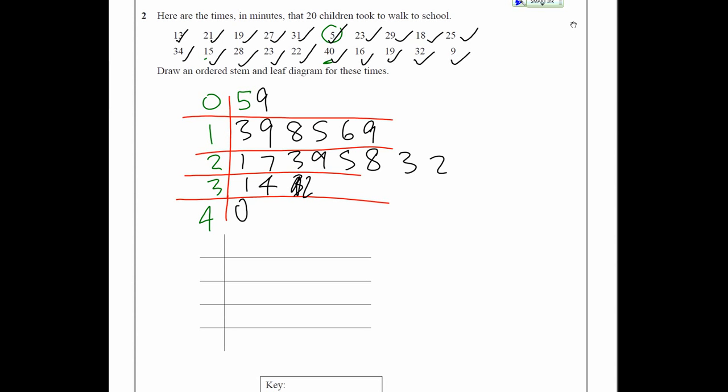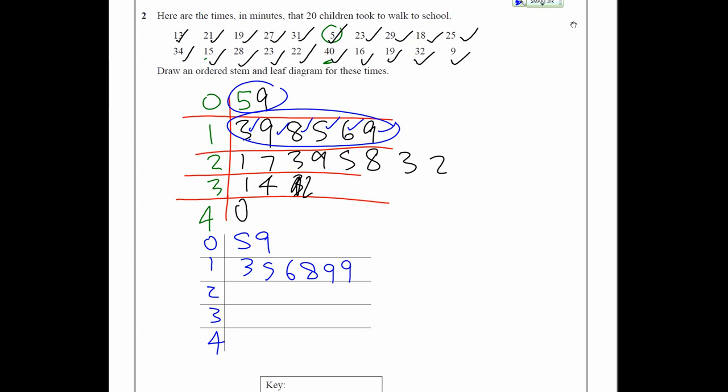Now the ordered one, you still have the same tens, but you need to put these numbers in order. 3, 5 and 9 are already in order. 3 comes first here. You can tick these ones off too. 3, 5, 6, 8, 9, 9. Next one, 21 is the smallest. 2, 3, 3, 5, 7, 8, 9, 1, 2, 4, 0 on its own.